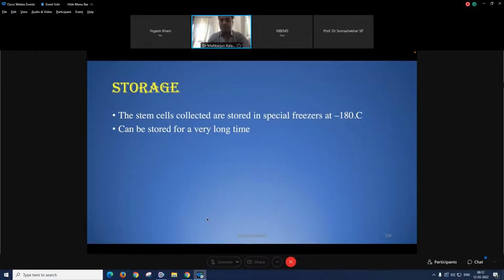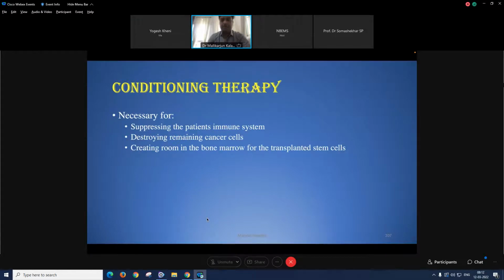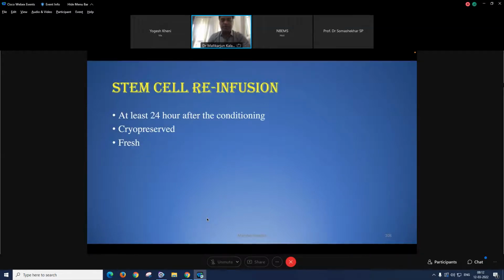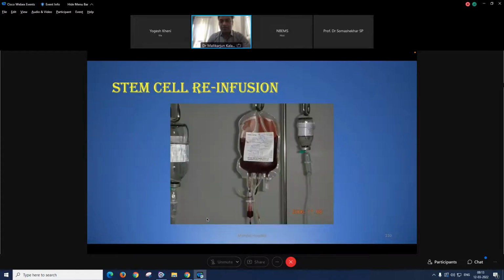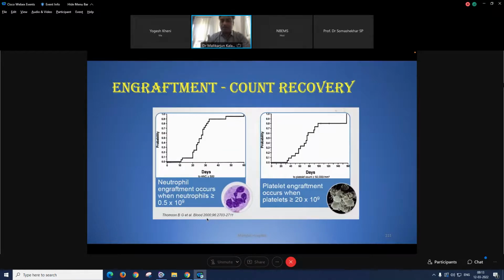So stem cells can be kept at extremely low temperatures for a long time, and conditioning therapy is necessary to ablate the marrow and make space for the new cells. Stem cell infusion itself is to be done at least 24 hours after the completion of conditioning therapy, and it could be fresh cells or cryopreserved cells. Stem cell reinfusion itself is fairly simple. It is like a blood transfusion, and once the stem cells go in, it may take about 2 to 3 weeks for them to repopulate the marrow, what we call engraftment, and that is when the patient would be fit for discharge.